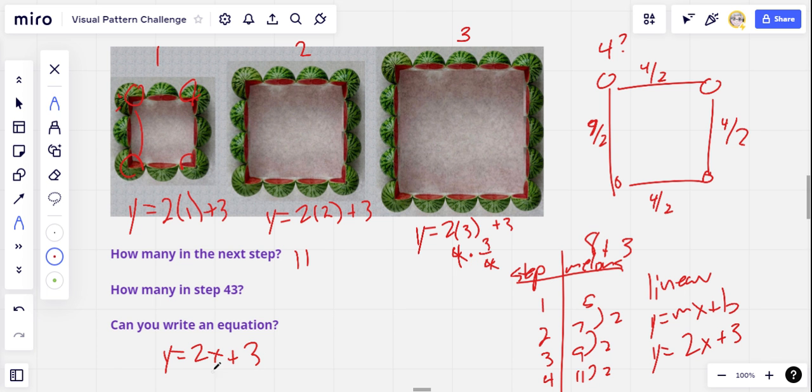Pretty straightforward linear equation. To find the melons in step 43, we'll just plug 43 in for x. So y equals 2 times 43 plus 3. And let's see, 2 times 43 is 86, plus 3 is 89. So 89 melons in step 43. Looked like it was going to be harder because of these fractions, but not too bad in the end.